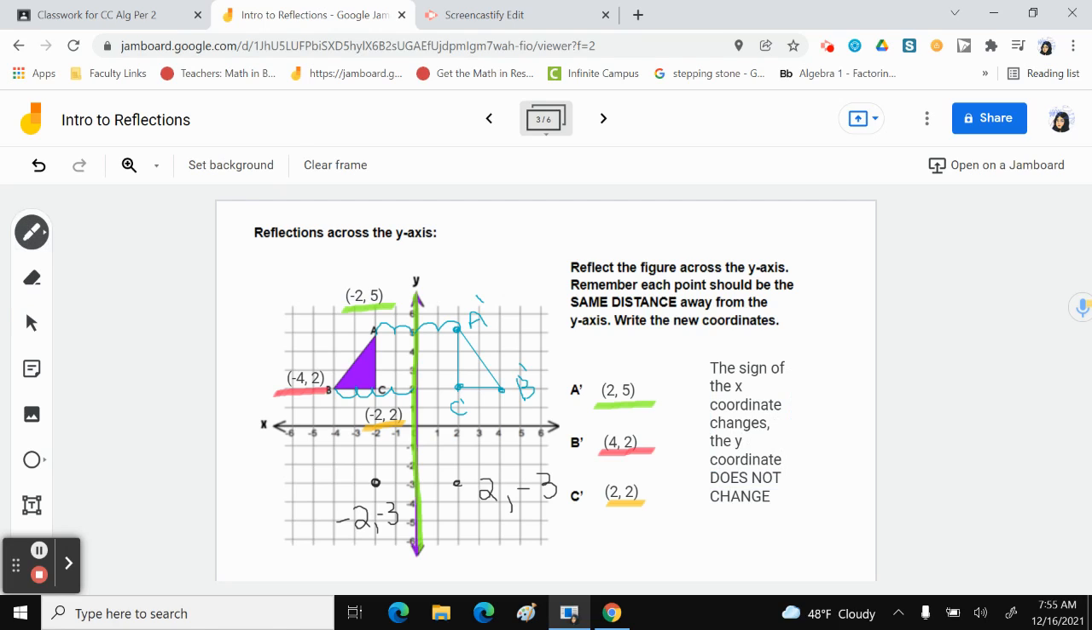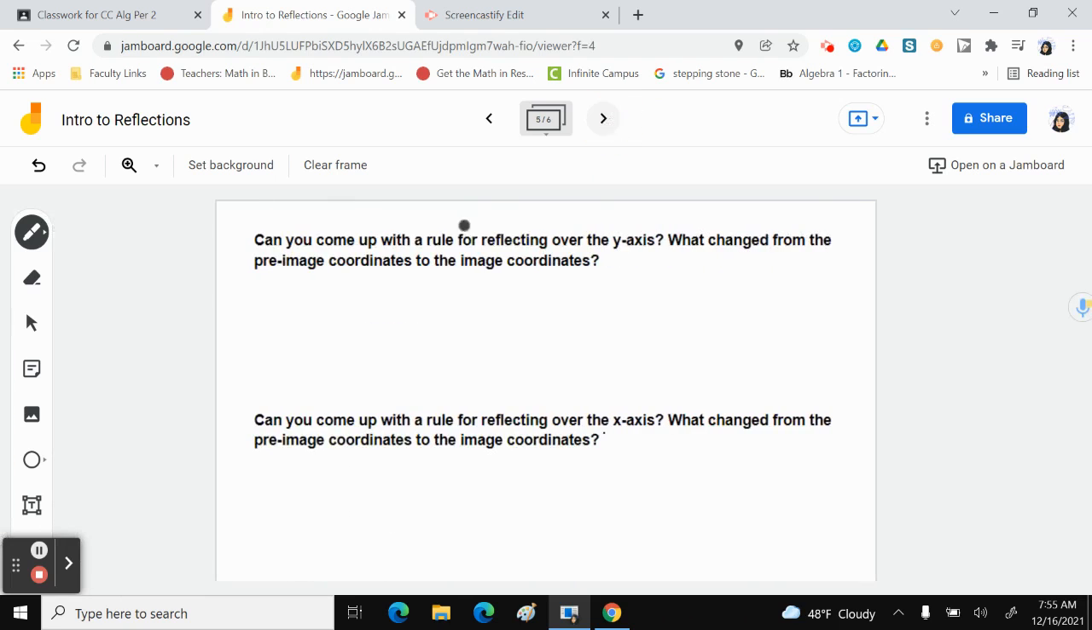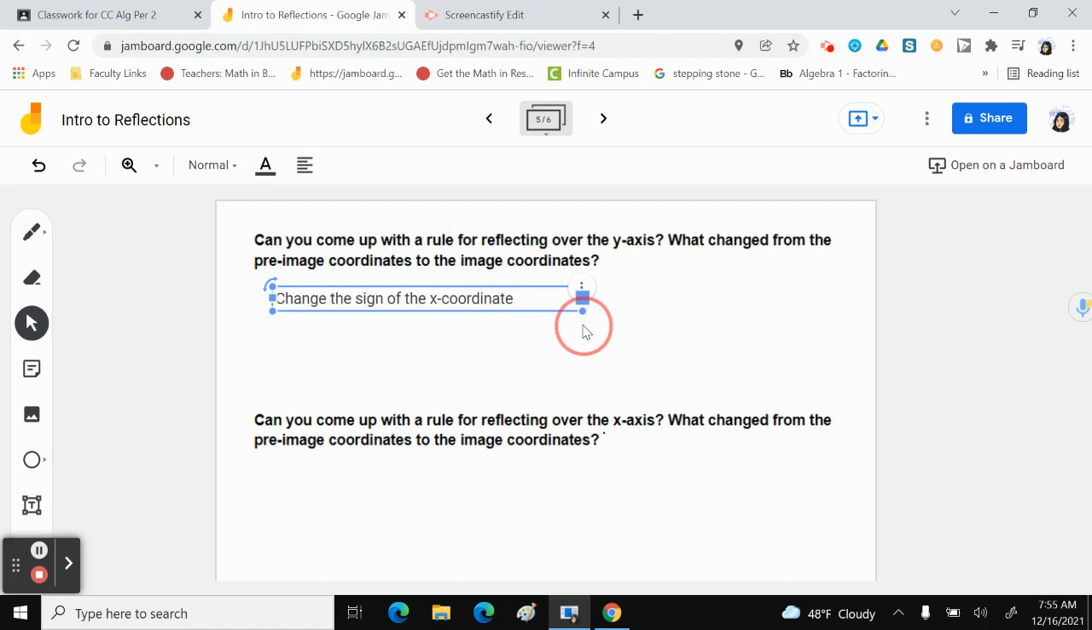And I can express this as (x, y) becoming (negative x, y). And that negative indicates that I changed the sign. So the negative of negative 2 will become a positive 2, okay? A positive 2 will become a negative 2. So whenever you reflect across the y-axis, you change the sign of the x-coordinate, okay? So notice, even though we reflected over y, the y-coordinate wasn't touched, just the x-coordinate changed signs, okay?